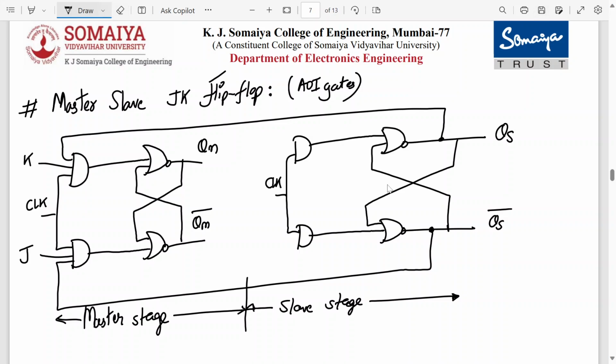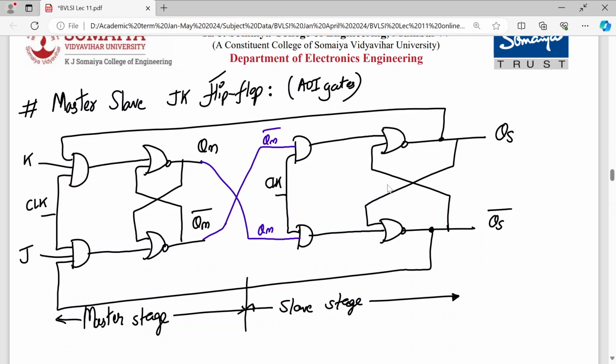Alright, how do you connect this? You connect this like this. So this QM will go as one input over here. This QM bar will go as one input over here. So this is QM bar and this is QM. Alternate you give. Slightly strange the manner in which they are connected, but that is the way it is. Master output is given to the slave input.